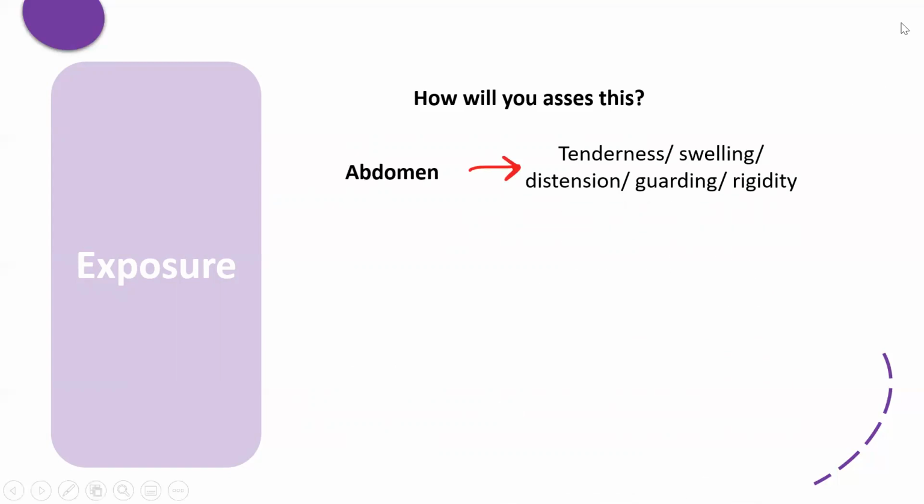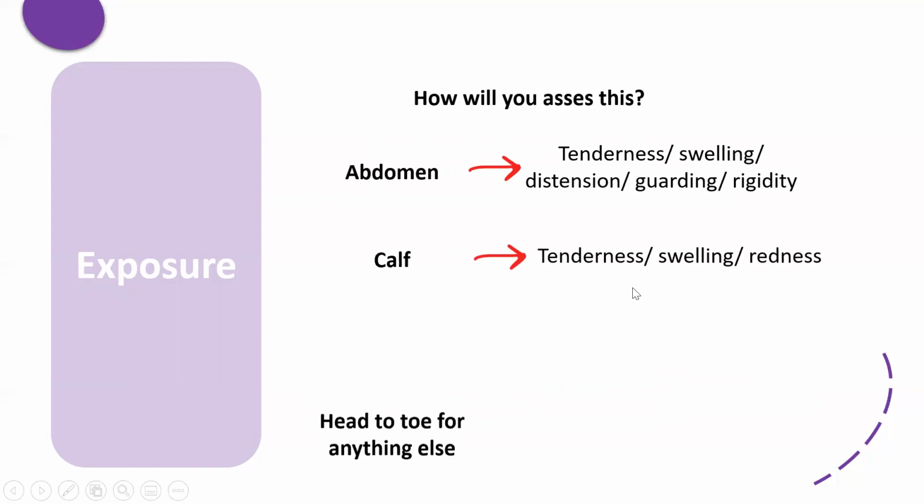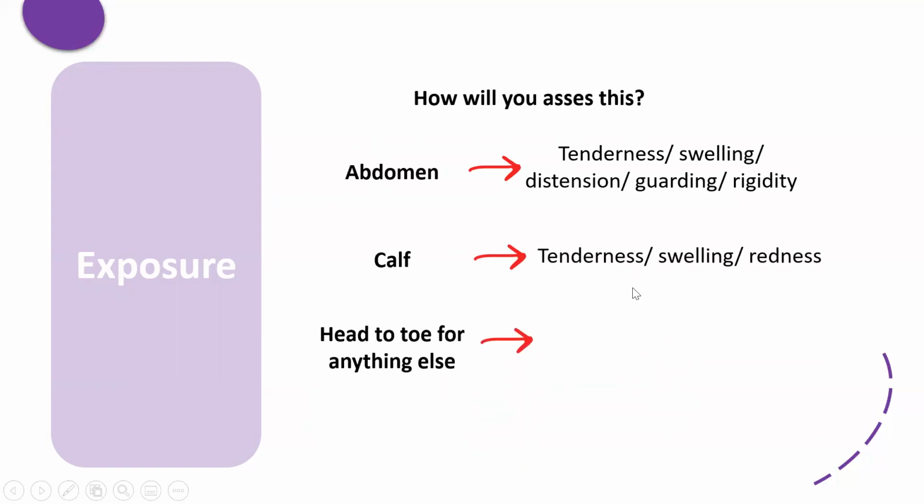In her case, you want to check for any tenderness, swelling, distension, guarding, rigidity. Even if the patient comes in with any other problem, like a respiratory problem, it's always good to just do it. Other things, you want to check calves for any tenderness, swelling, redness, and do a head-to-toe assessment for anything else. So that's when you're checking for rashes, wounds, etc., anything else that could cause them to feel unwell.